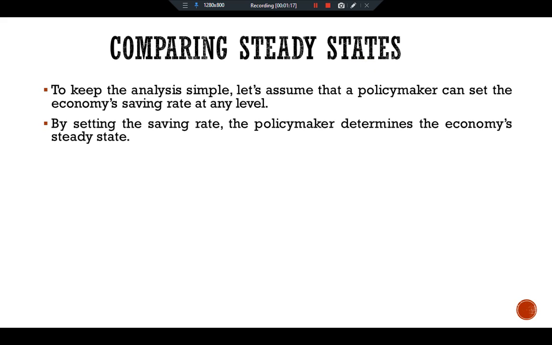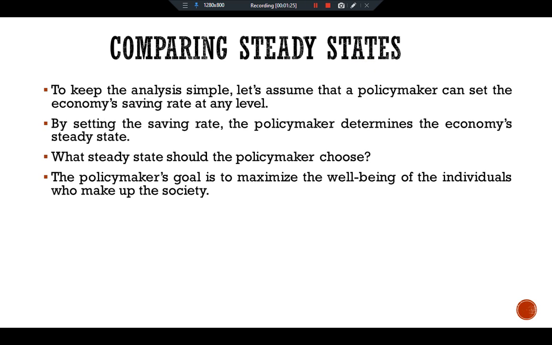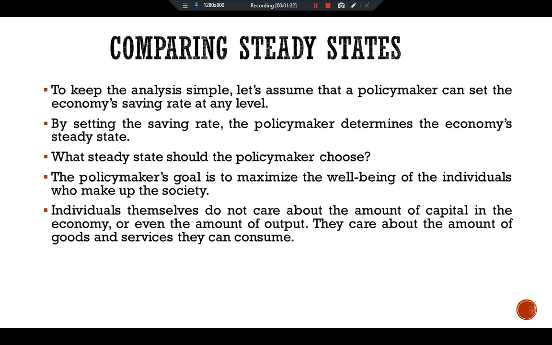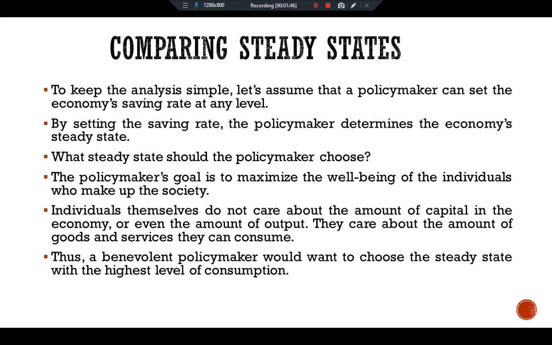Now, one of the main questions arises here: what steady state should the policymaker choose? The policymaker's goal is to maximize the well-being of the individuals who make up the society. Individuals themselves do not care about the amount of capital in the economy or even the amount of output. They care about the amount of goods and services they can consume. So a policymaker would want to choose the steady state with the highest level of consumption.